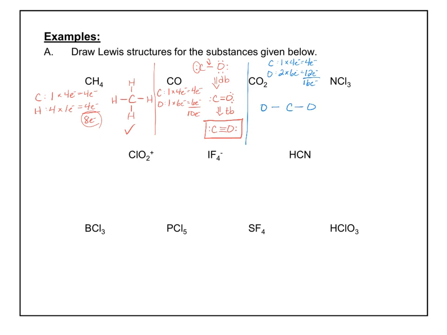Then give your outer atoms, the non-central atom, their octets. So give the oxygens an octet, make them happy. So each oxygen already has 2 electrons from the bond. So give each oxygen 6 more so that they have their octet. By doing so, I have used up all 16 electrons. And hopefully you can see something's not right here. My carbon only has 4 electrons around it. And we know carbon obeys the octet rule. So this is where we try a double bond.